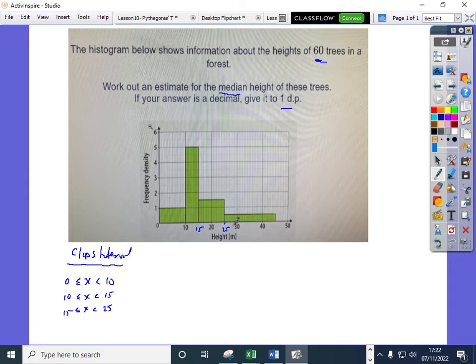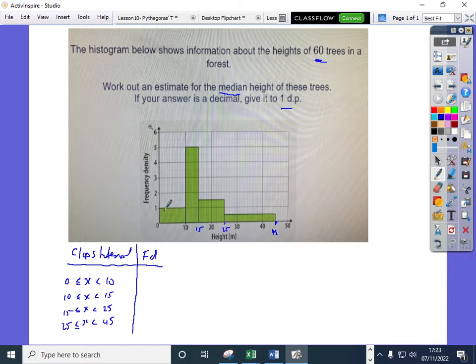and this one comes from 25 to 45. So the height is greater than or equal to 25 and less than 45. Okay, then once you've done that, what you need to work out now is the frequency. Now I've got the frequency density, so let's do the frequency density, then work out the frequency.